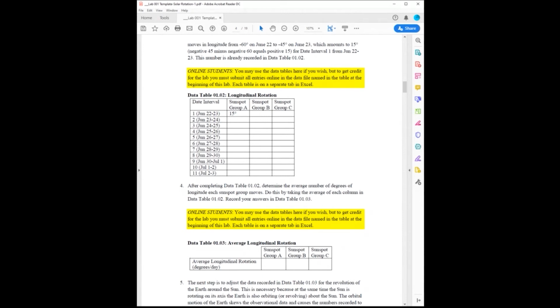Also, for sunspot group B, you're not going to have an entry for the top one because, remember, it was not present on both of those days. It was not present on June 22nd.